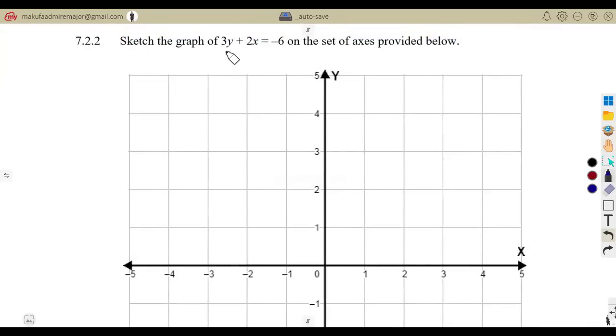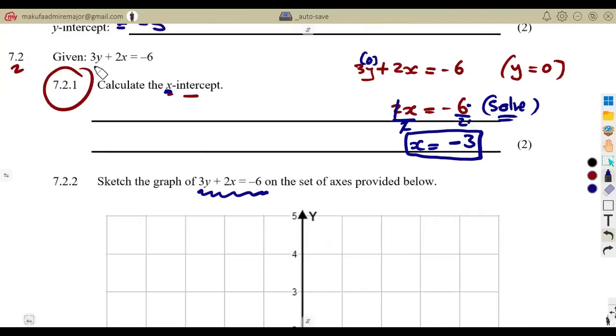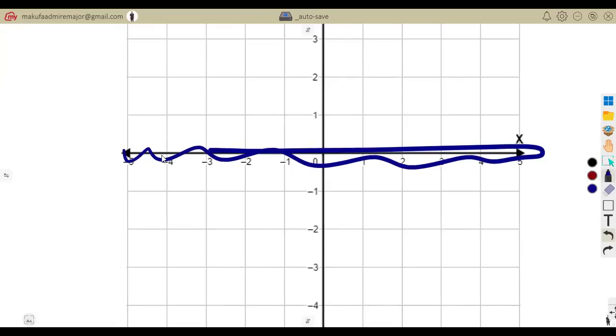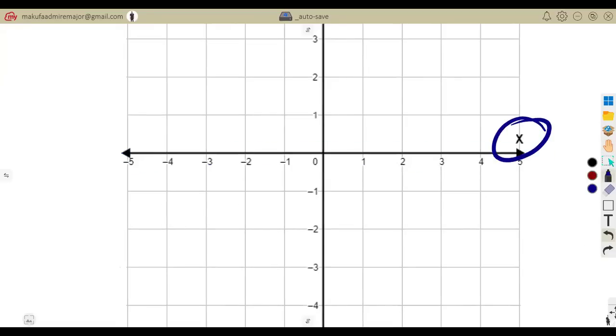If you take a closer look, this equation, the relationship that we are given, is the same as the one given here on top: 3y plus 2x is equal to -6. We already calculated the x-intercept, so our graph is going to pass through the x-axis at -3. In the x-axis, where is -3? -3 is here. So our graph is going to pass here at -3. But we cannot draw a line with only this point. What else are we going to need?